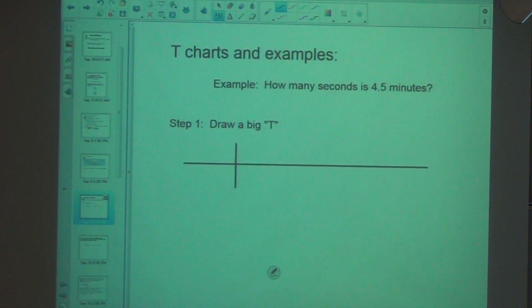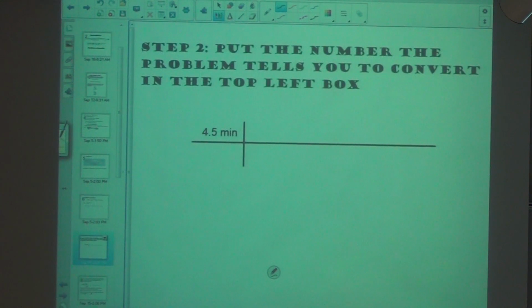So, step number 2 is to put that number and that unit of measurement that you're given, that you start with, into the upper left-hand box spot. Don't worry about underneath. Sometimes you might have to put something there, but most of the time you don't.